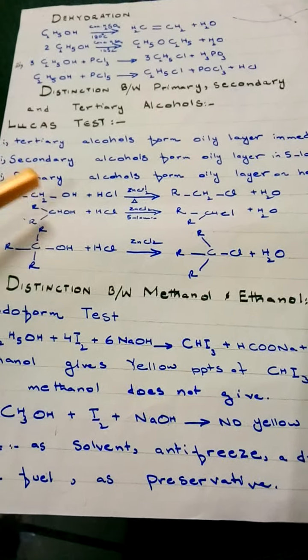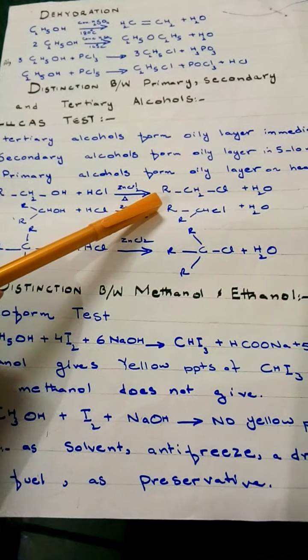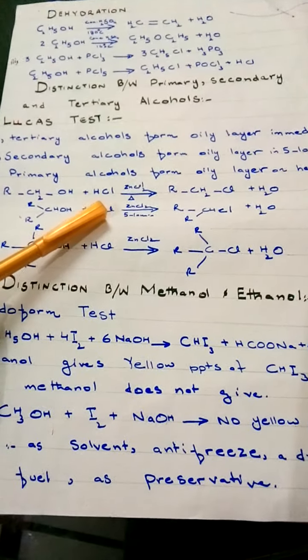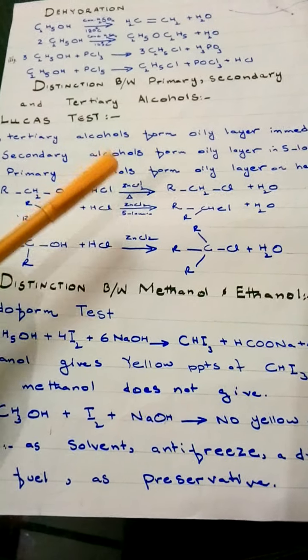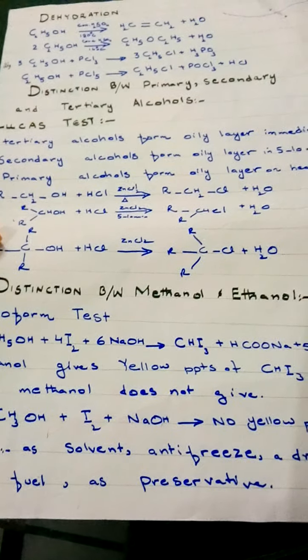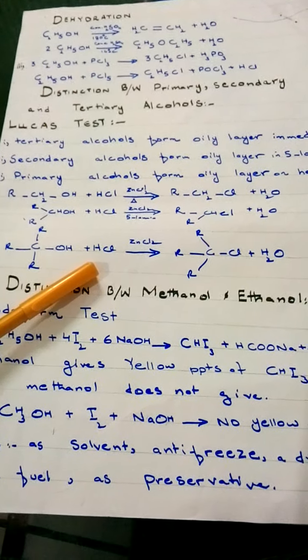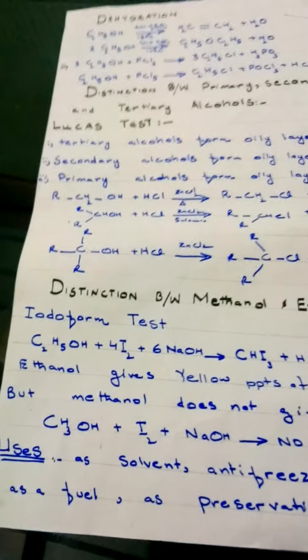And these are the equations. First is primary alcohols react with HCl in the presence of ZnCl2, ethyl chloride is formed and plus water. And this reaction takes place on heating. When these compounds are heated, then the reaction goes. But in the case of secondary alcohols, an oily layer is formed, alkyl chloride is formed in 5 to 10 minutes, and with tertiary alcohols the reaction takes place immediately, within no minutes the reaction will take place.